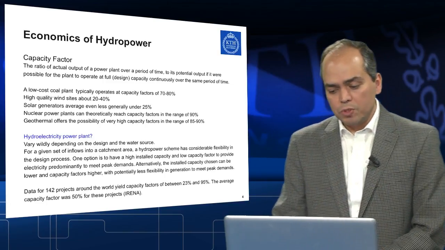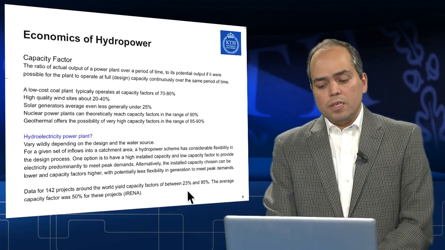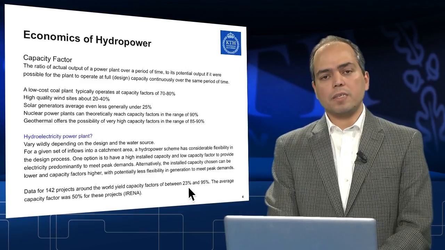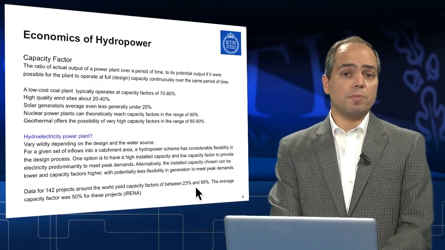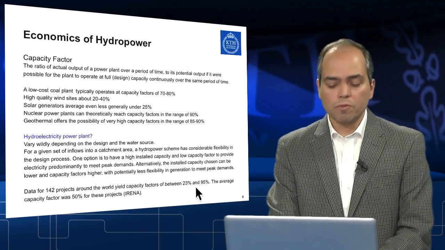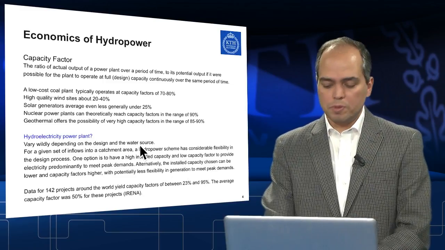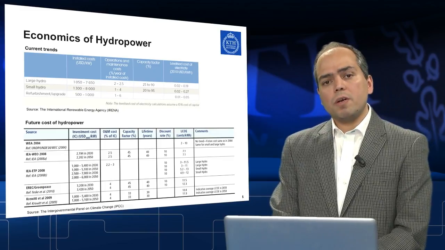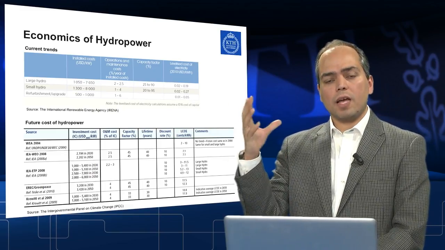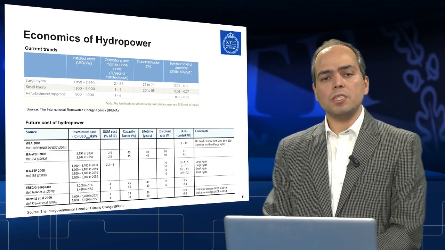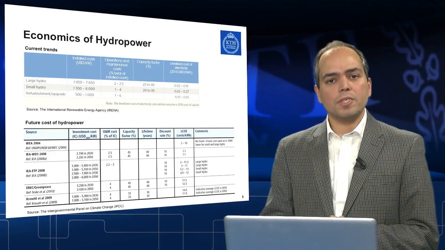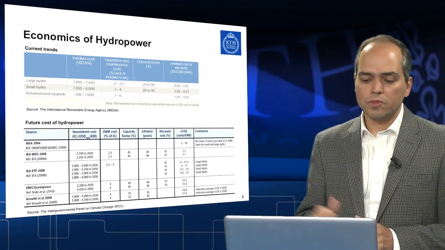But on average, we could say, as you could see here, the span for the capacity factor for a hydropower plant is between 23 to 95%, depending on the site, of course. On average, it's 50%. So getting back to the economics of hydropower, by considering the calculations and items that we mentioned, one could reach some numbers for levelized cost of electricity.